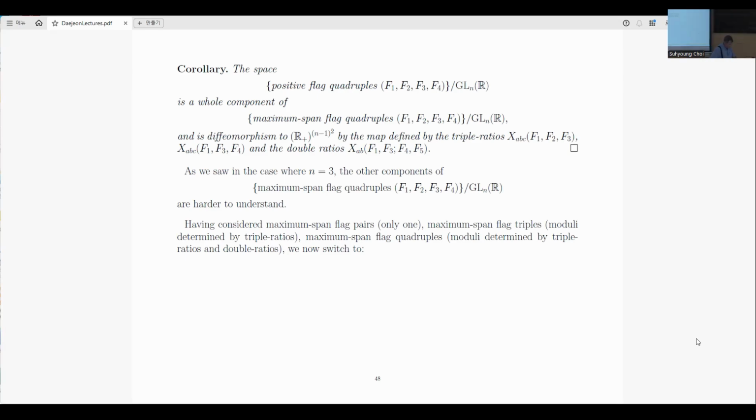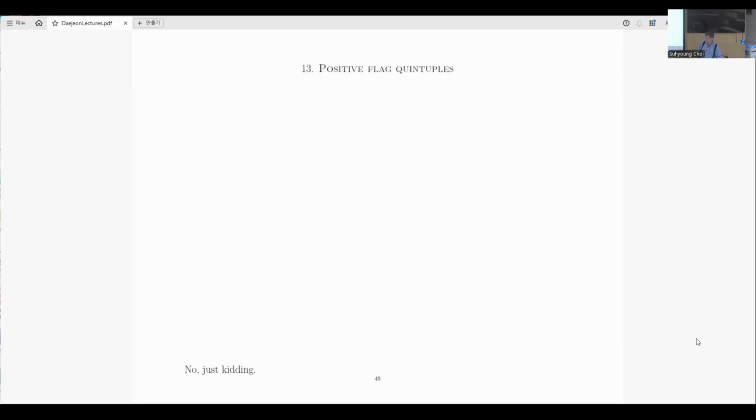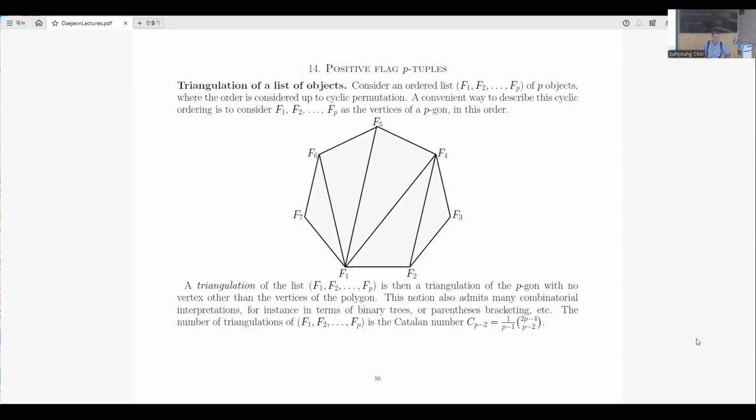we are going to talk about flag quintuples. No, just kidding. And then sextuples, and then heptuples? I'm not sure. No, we go straight to p-tuples. So we go to p.